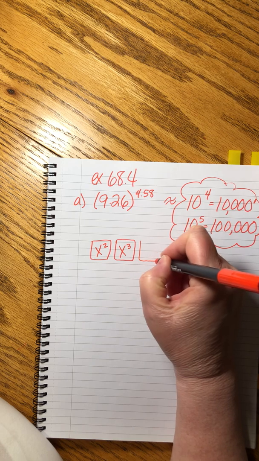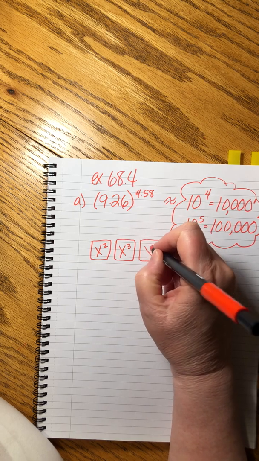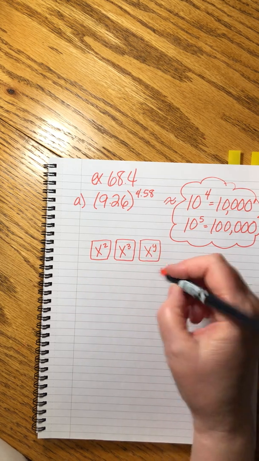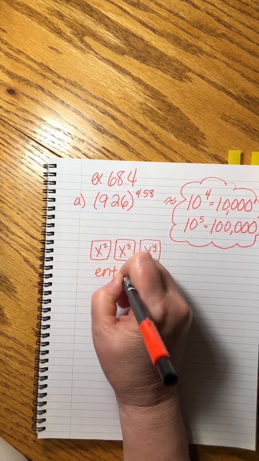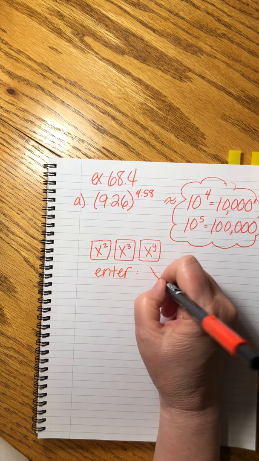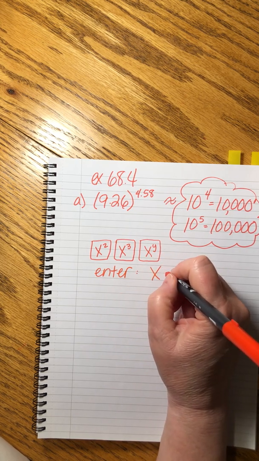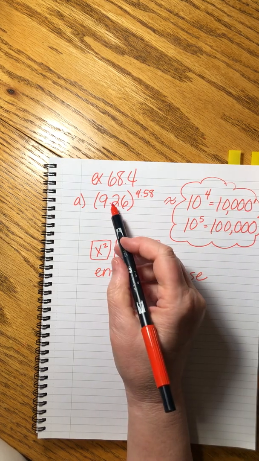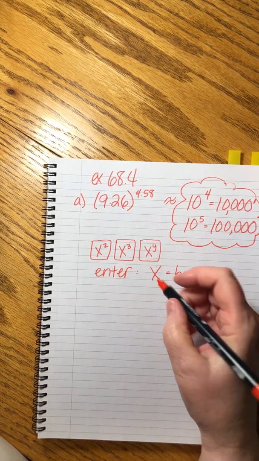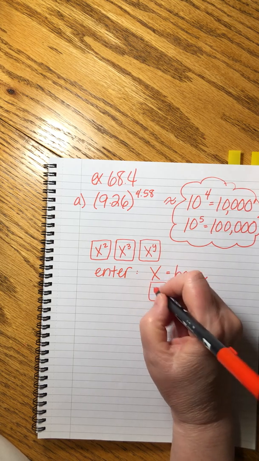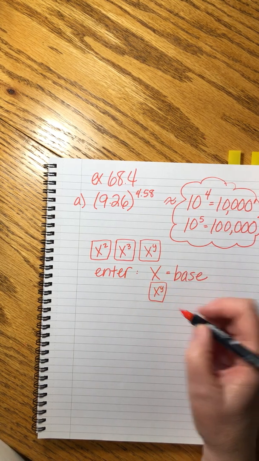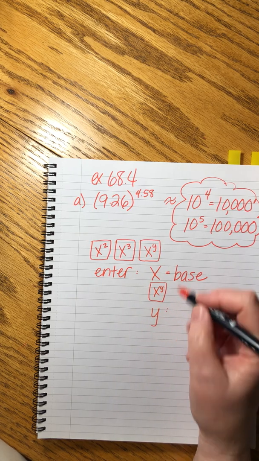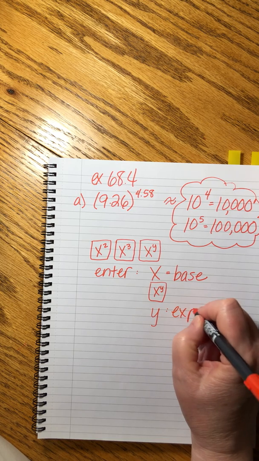There's a third button that allows us to customize, and it looks like this. It's X to the Y. And just like last time, what we do is we enter first the X value, which is equal to the base, right? This number, X on the button. Then we hit the X to the Y key. Then we enter the Y value, which is the exponent.